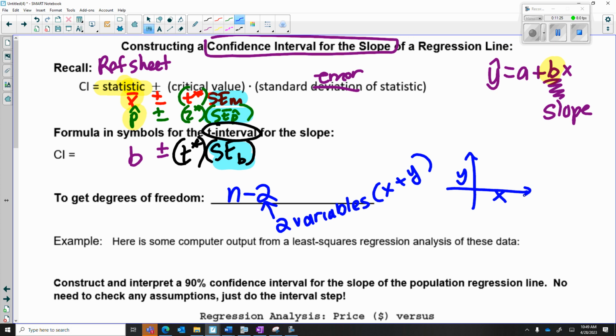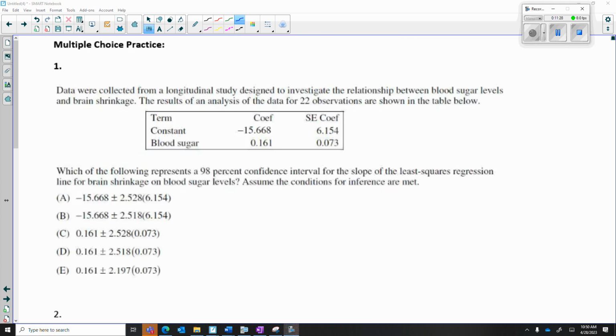All right, so now let's actually do an example. I want you to skip down to this AP question, because this is really where it's at. They love these questions, and there will be one on your AP. It will be a multiple choice, I promise you this.